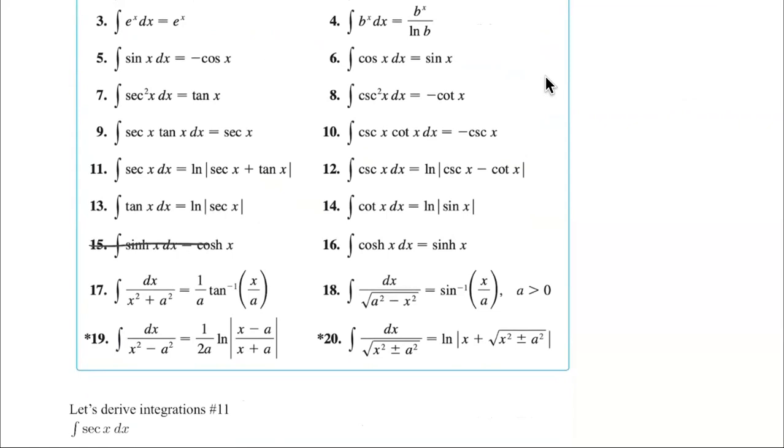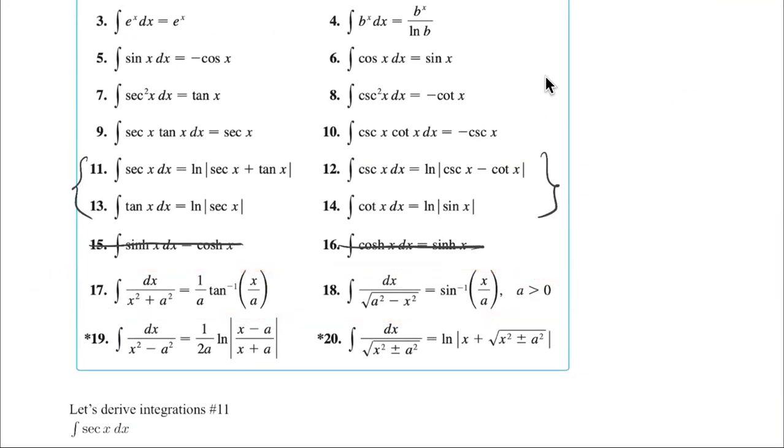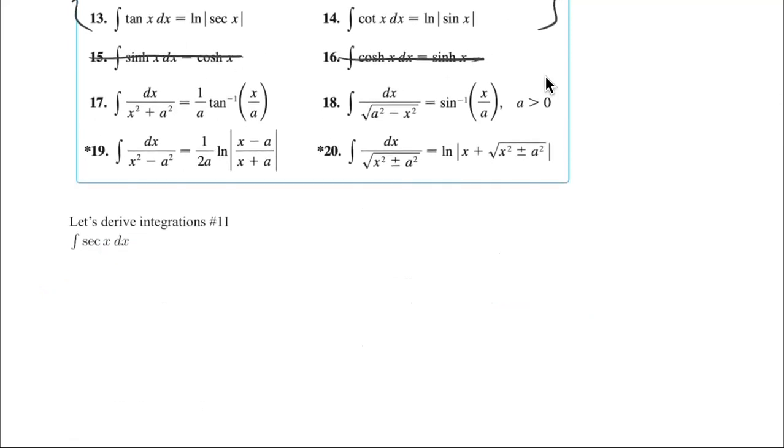We're not doing this, and we're not doing this. You should commit these to memory, 11 through 14. Some of these we've already done in trig substitution. All right, why don't we just do one of them? How about number 11?